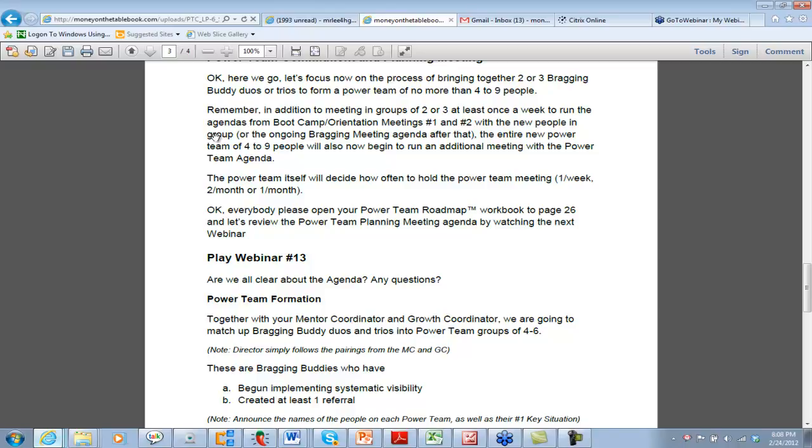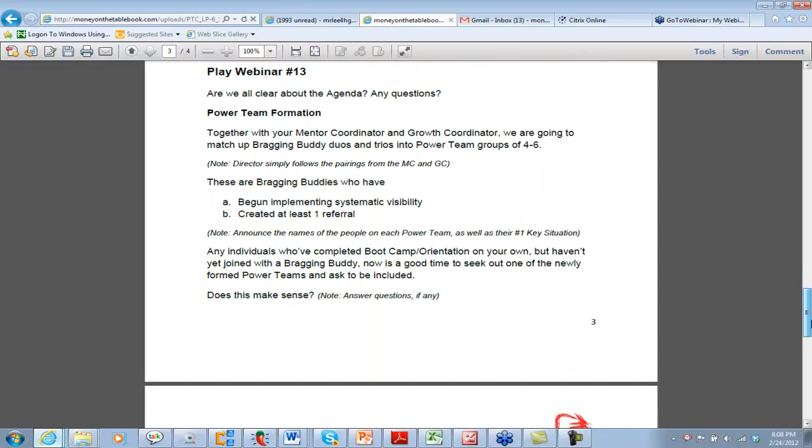and then we're going to give you the agenda for your planning meeting, for your first one-off meeting where you're going to set a few things straight, make a few rules, and have an action plan as a group. So that's what we're talking about in this paragraph. These are the expectations of what we're doing, and then you'll play webinar 13. So are we clear about the agenda? Any questions? And now we're going to get into Power Team formation.